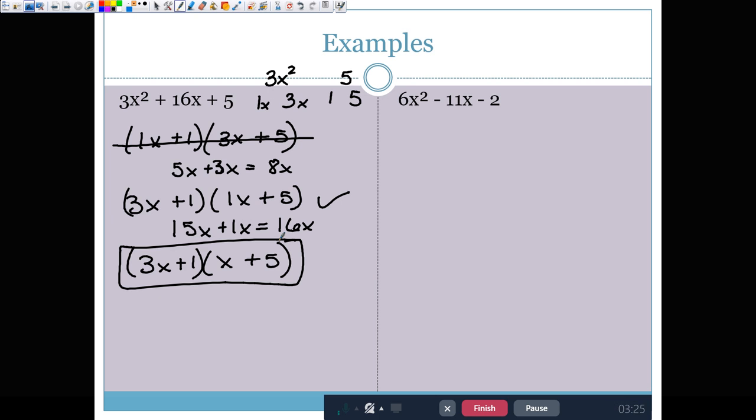Like for example, here I have 6x squared, which could be 1 times 6 and 2 times 3. So I'm going to have to try a lot of different methods. And then also I have to find 2, so that's going to be 1 times 2. And I know that I'm going to have a positive and a negative. So I'm also going to have to work with that, because I have a negative number here. So let's just try it out. So 1 and 1, let's just do that way first, and let's do the positive. So 1x plus 1 and 6x minus 2.